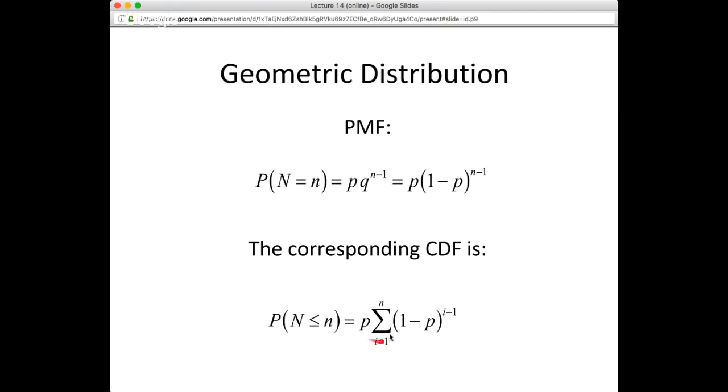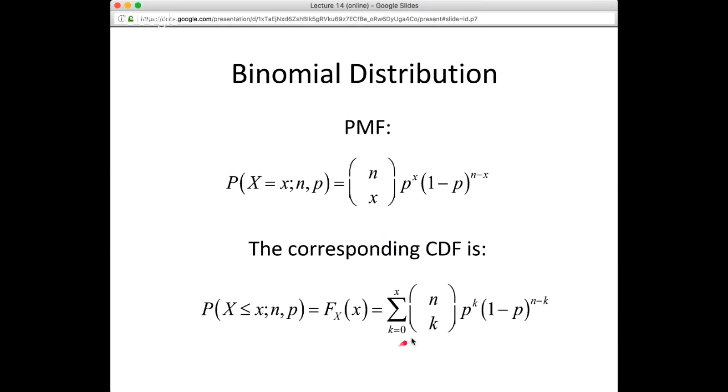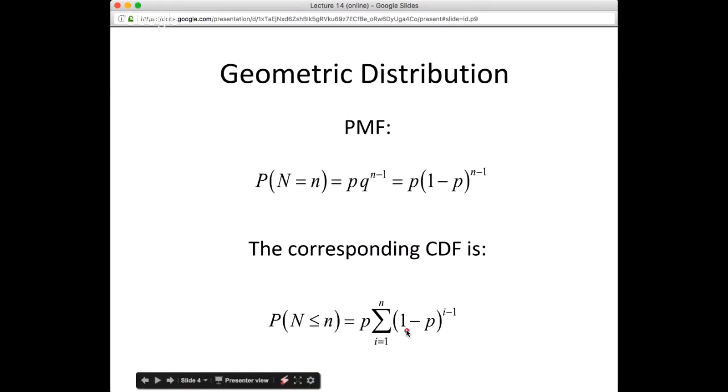That also explains why the summation indices here are different for the geometric distribution. We're going from i equals 1 to little n, compared to the binomial distribution, k equals 0 to x. In this case, for the CDF from the binomial, a non-occurrence is a perfectly valid outcome for the random variable for the number of occurrences, and that would correspond to k equals 0 here. Whereas in the geometric distribution, we have to have at least one trial; the smallest n can be is 1 to get that first event occurring.